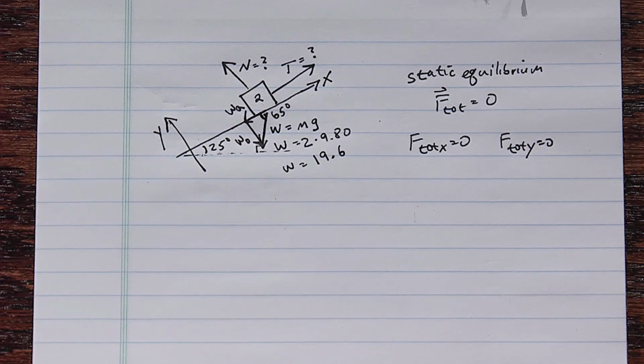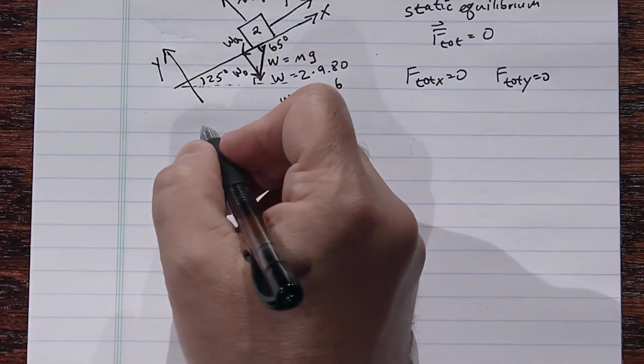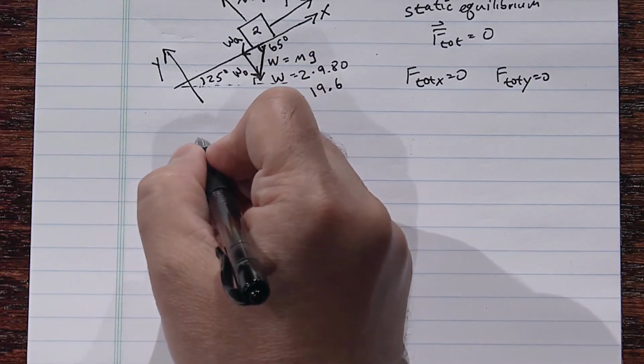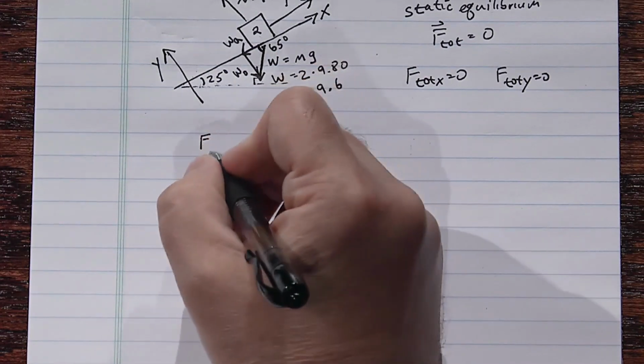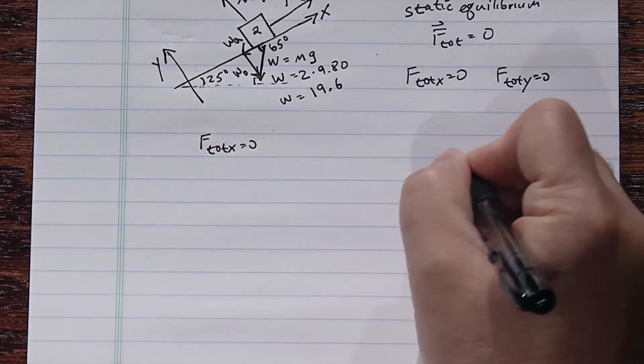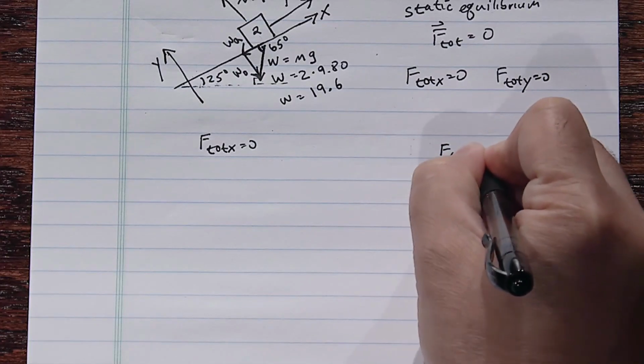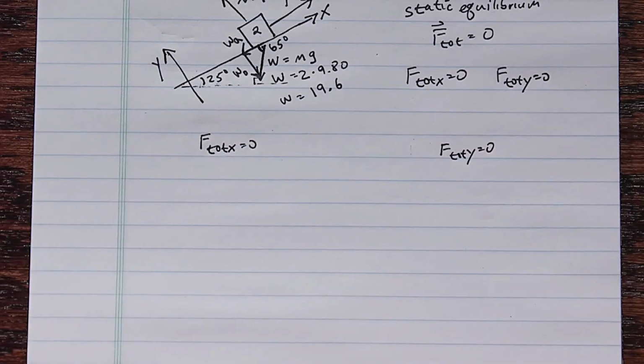Okay, I am going to rewrite force total x equals 0 and force total y is equal to 0 to give myself a little bit more space to work. Force total x is equal to 0. Force total y is equal to 0.